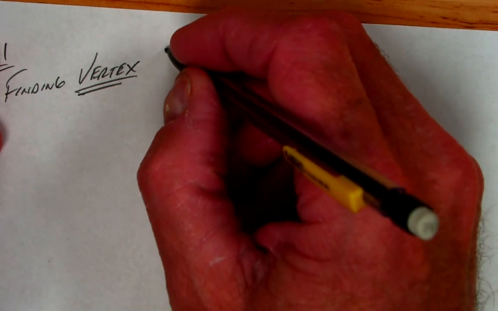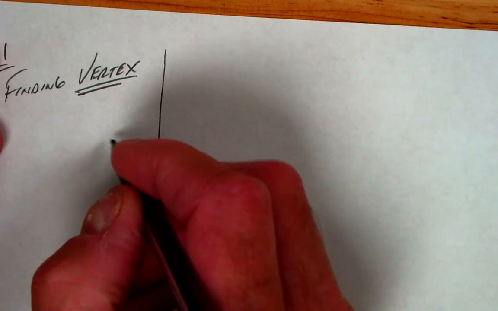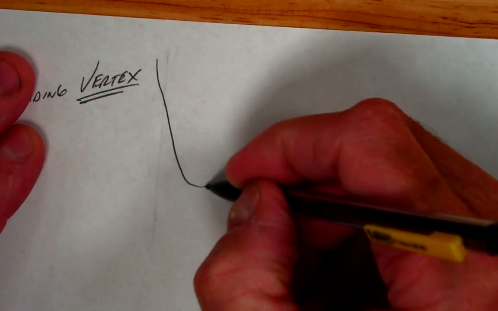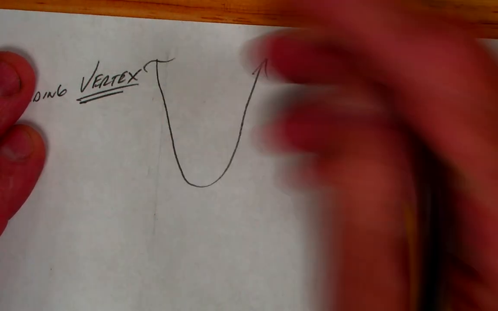Okay. Let me just talk a little bit about what we're doing here. Oh, I don't need that. What am I thinking? So you've got a parabola. Oh my goodness, this is an ugly one. Woo! That's an ugly parabola.